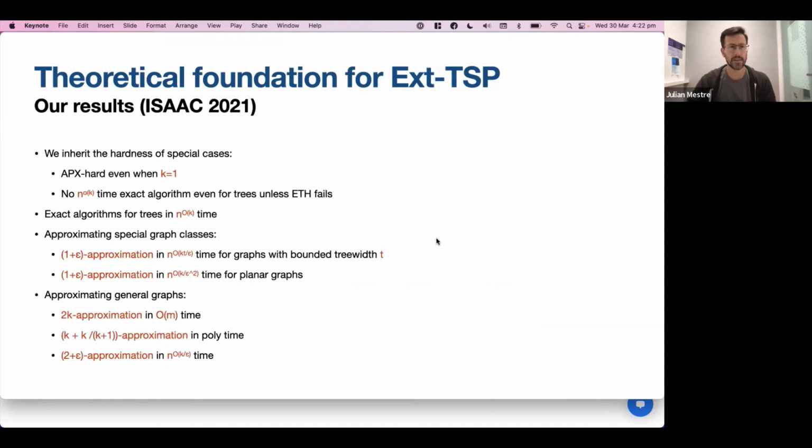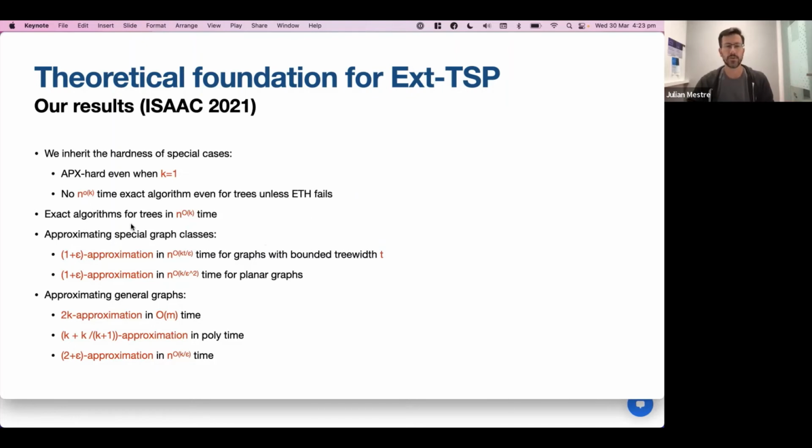So what does that mean for our Ext-TSP? Well, we inherit the APX-hardness, so it's APX-hard even when k equals 1. And we cannot expect to have an exact algorithm that runs in n to the k, even for trees, because otherwise we get that the exponential time hypothesis fails, via the hardness for bandwidth. So those are the negative results that we inherited from previous work.